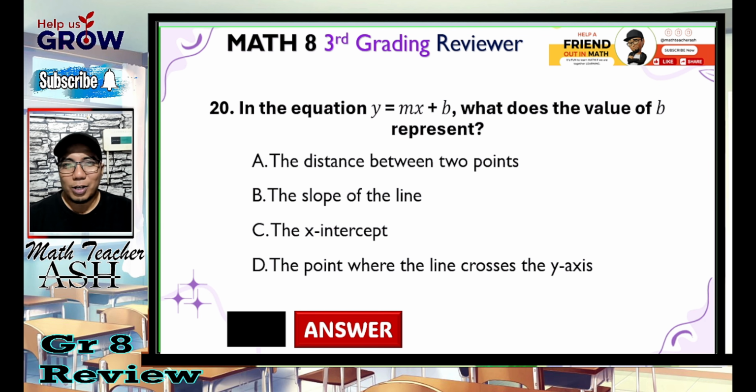Okay, my dear math learners, if you remember our discussion earlier, I have told you that b here is known as the y-intercept, and by the definition of y-intercept, that is the intersection of the graph to the y-axis. Okay, so that would be letter D. All right, let's check whether we are correct.